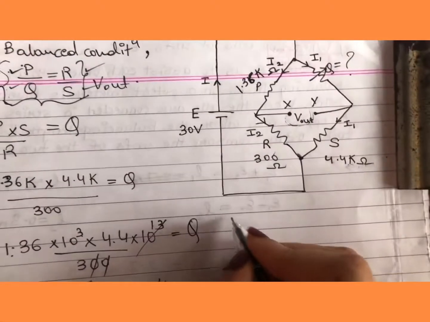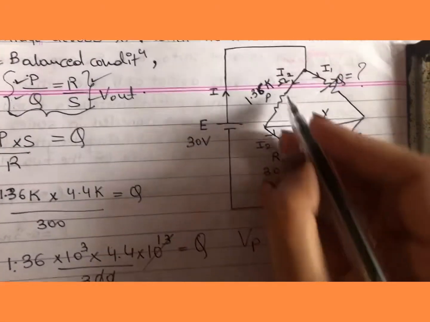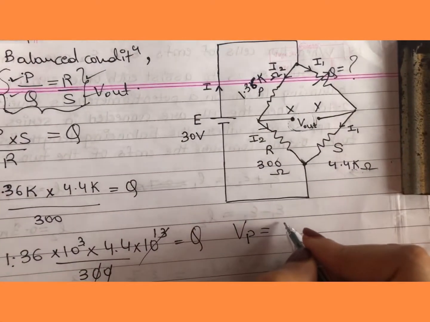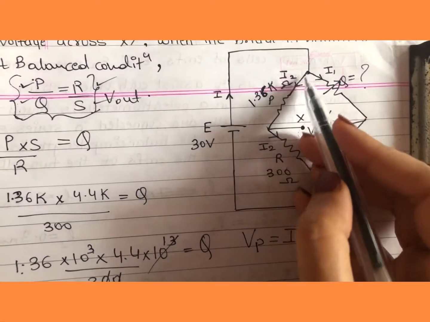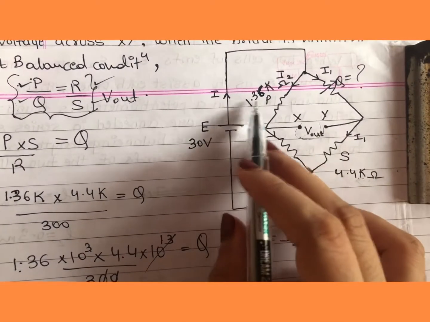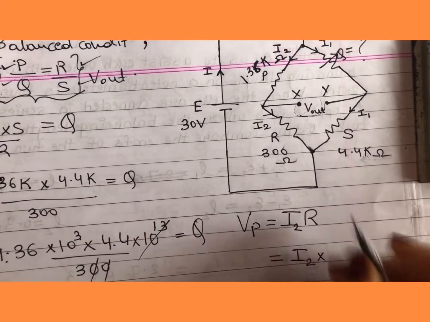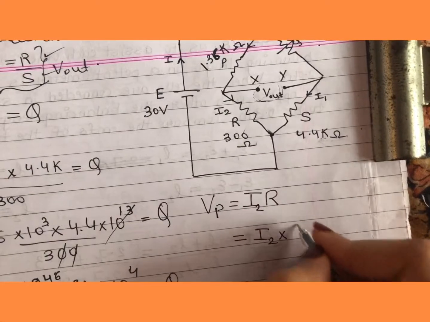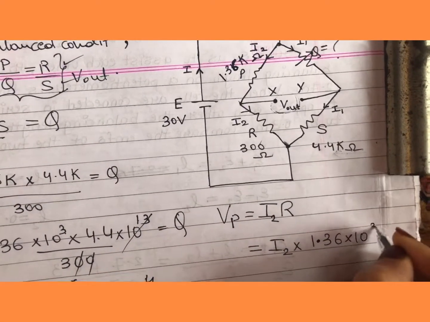Resistors. So potential difference across resistor P, what is the formula for potential difference? Current into resistance. What current is flowing? I2. And what is the resistance? Resistance is 1.36 K. I2 current into the resistance, 1.36 K, that is 1.36 into 10 raised to 3.